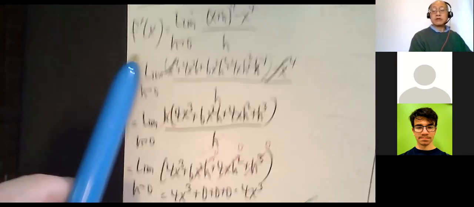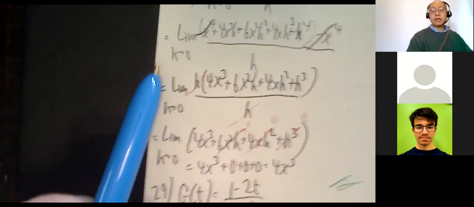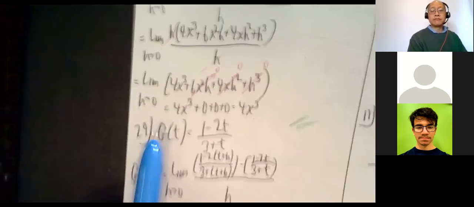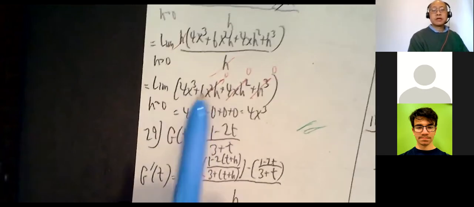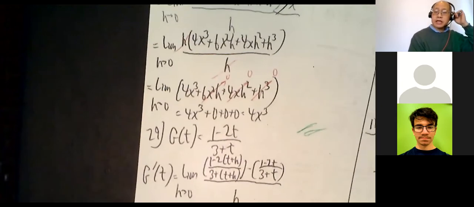Keep writing limit. I'll see if you write it. So even if you get the answer correct, so-called, if you write it incorrectly, I'm allowed to take off points. It's important that you write mathematics properly. So limit h approaches 0, lim h approaches 0. Keep writing lim until you're ready to plug in. Okay, so now I have limit h approaches 0, 4x cubed plus 6x squared h plus 4x h squared plus h cubed, because the h's cancel out.